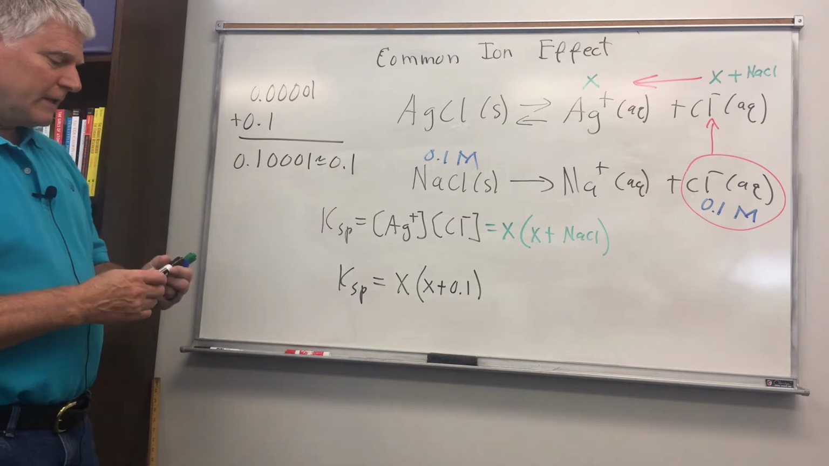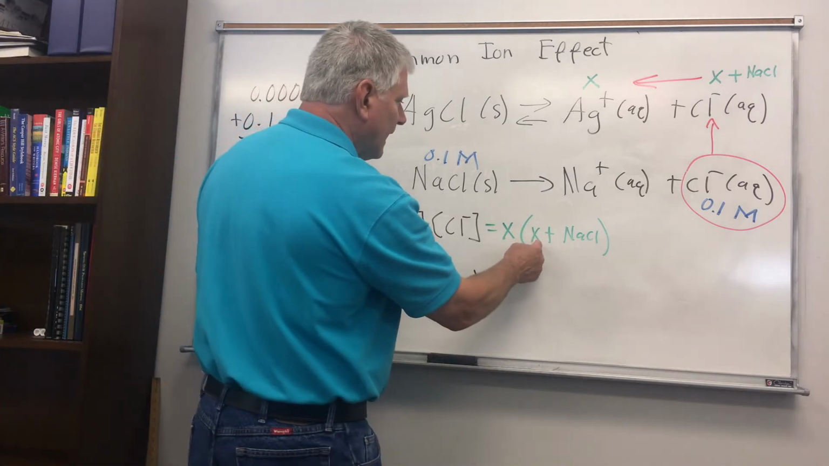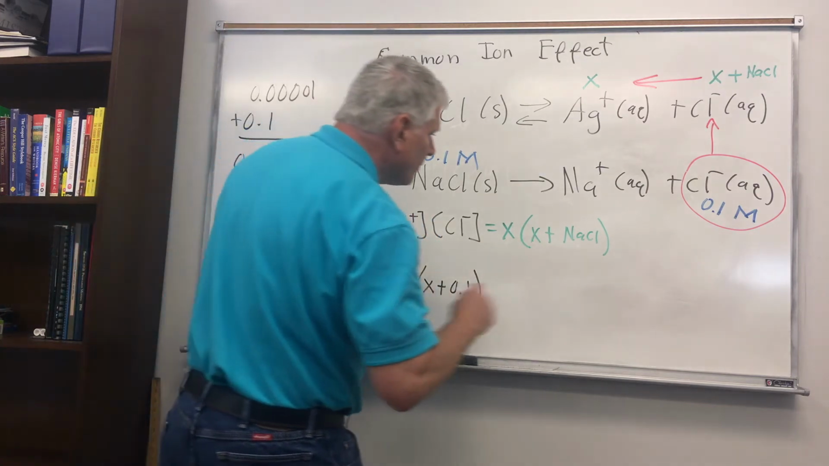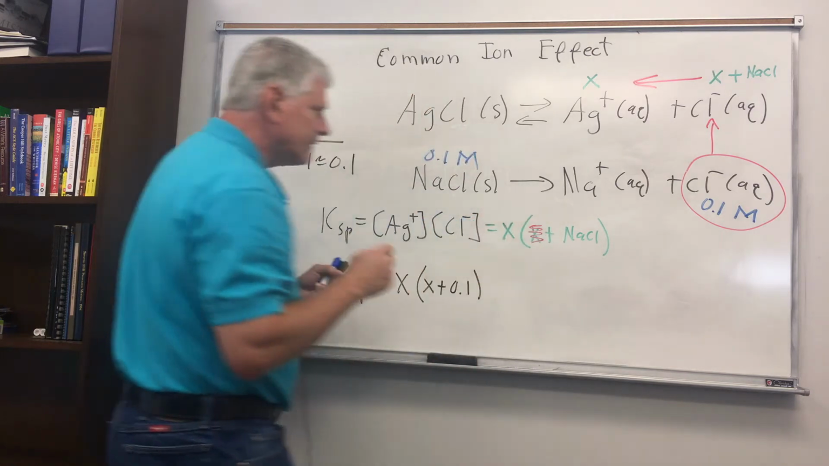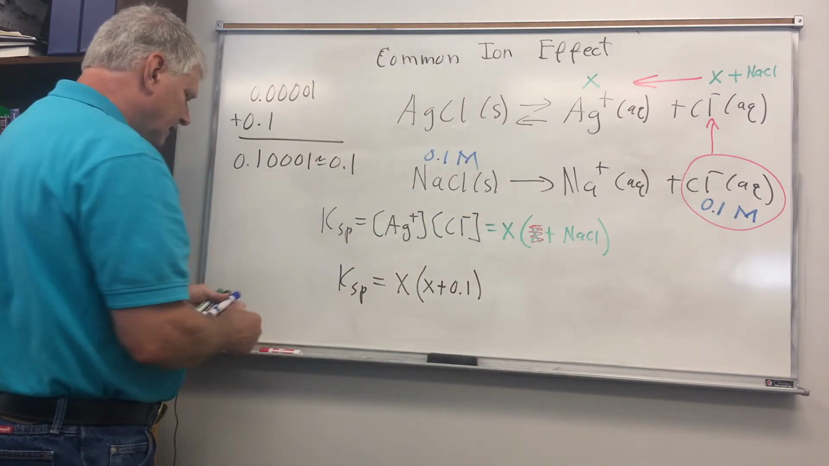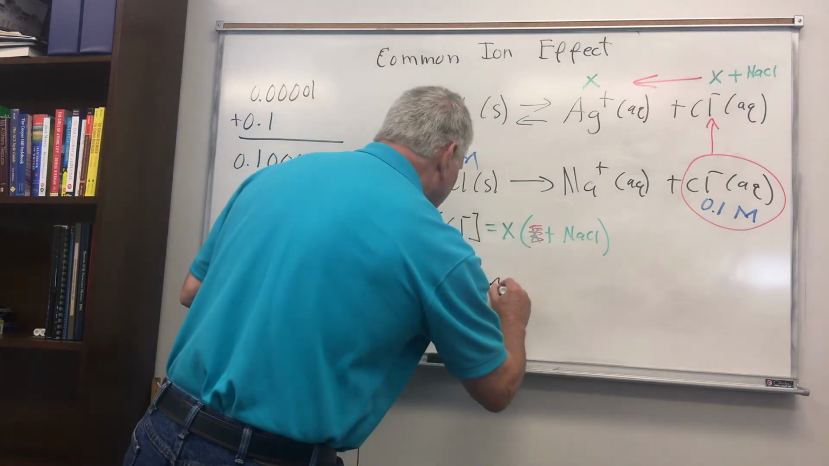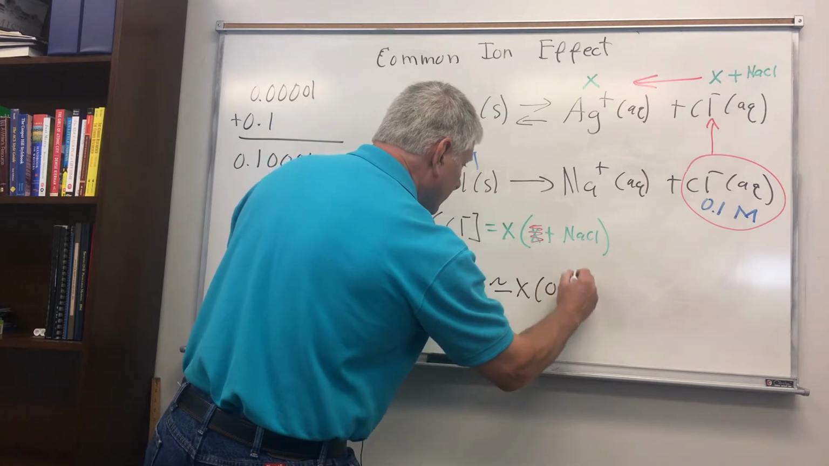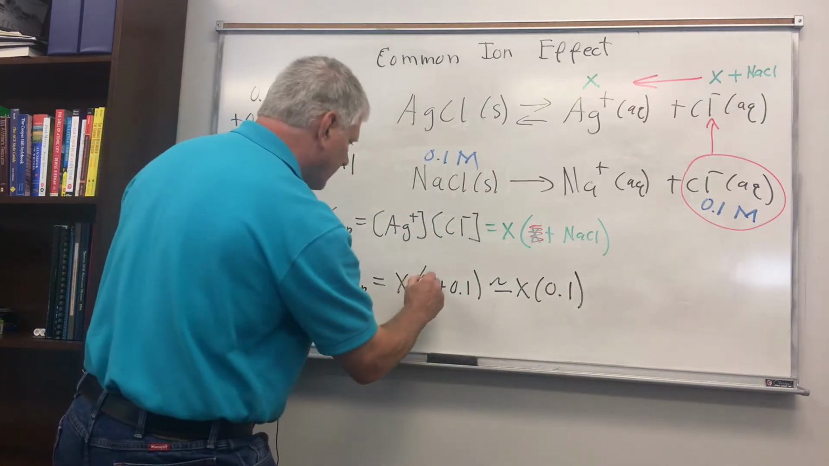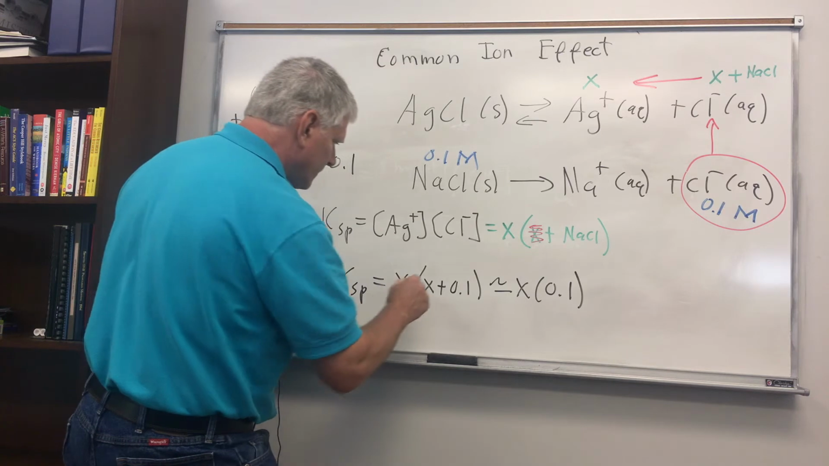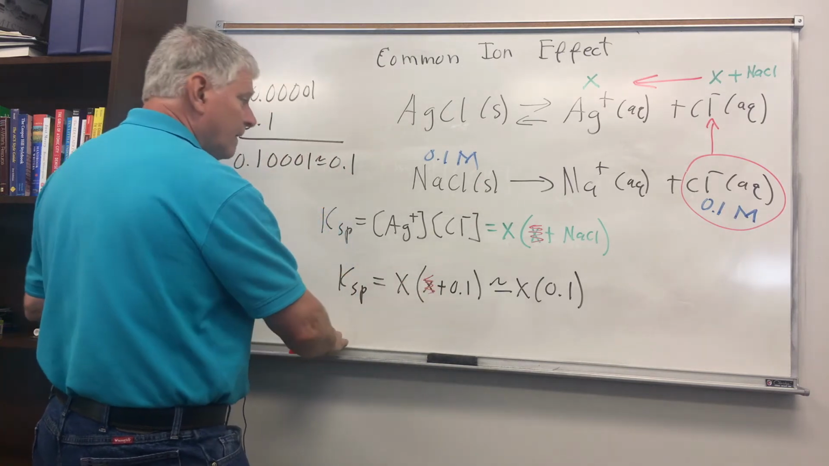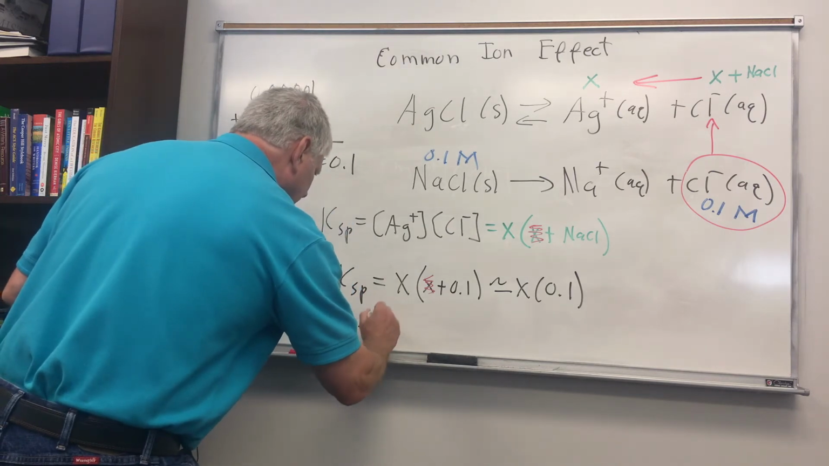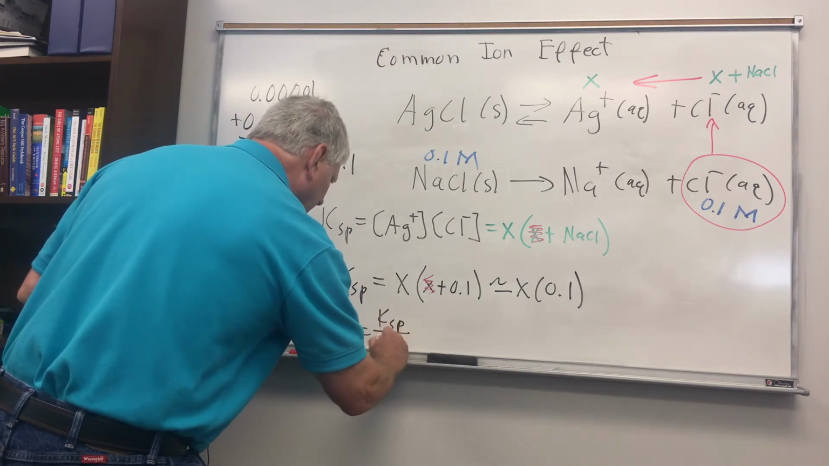So what we can do is neglect the X here because it's so small. So I'll neglect the x in this summation, then this is approximately equal to just x times 0.1, neglecting this x right here, since it's going to be really small. Then I can solve for x. So x is equal to KSP divided by 0.1.